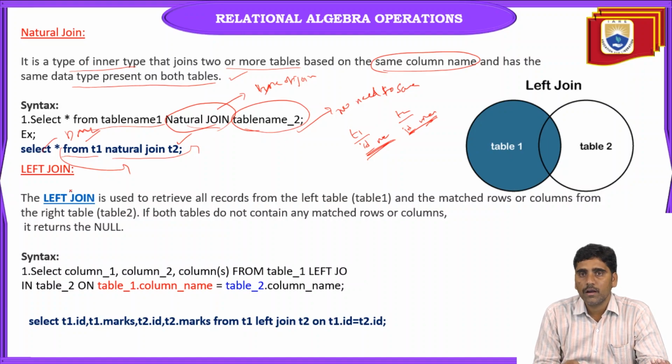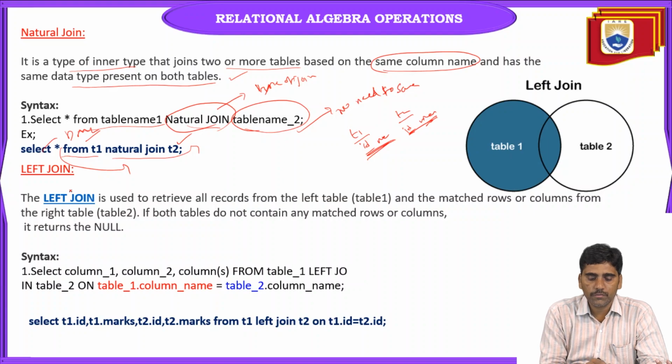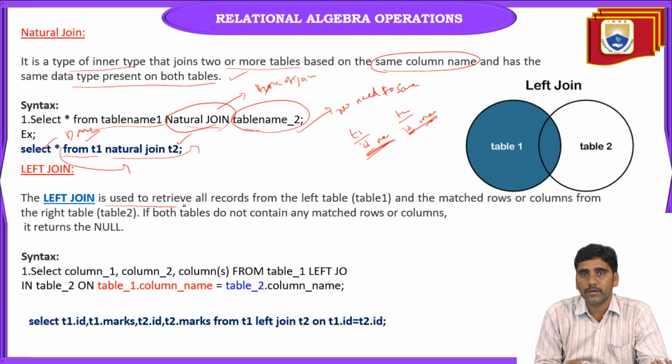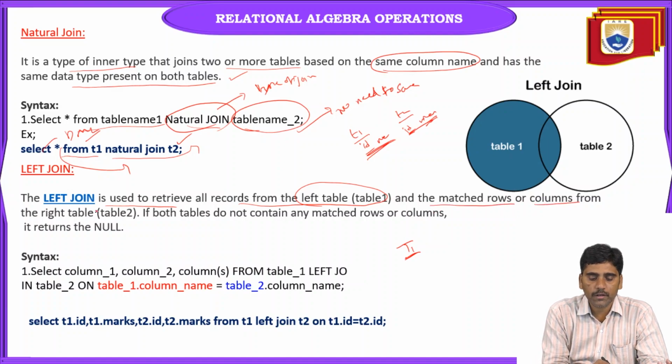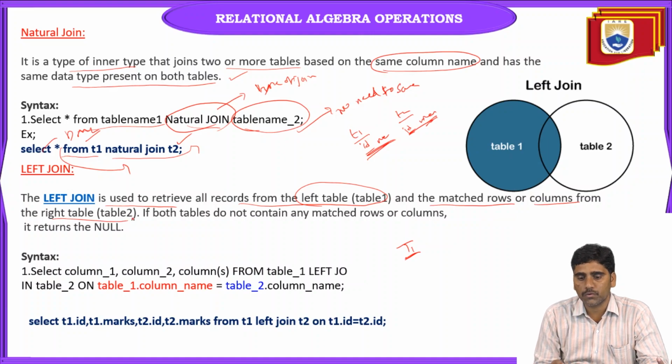And next one, left join. Left join is used to retrieve all records from the left table, that is table 1, and the matched rows or columns from the right table, that is table 2.